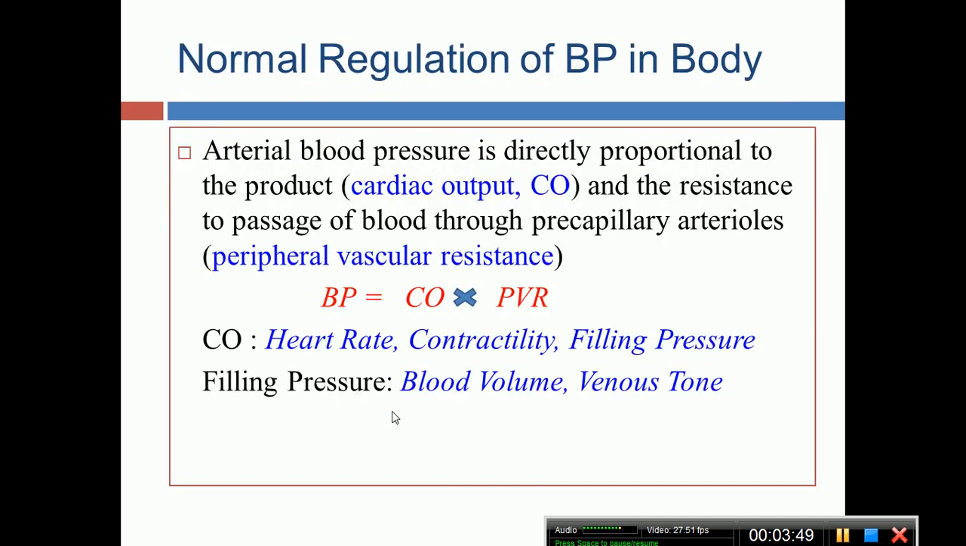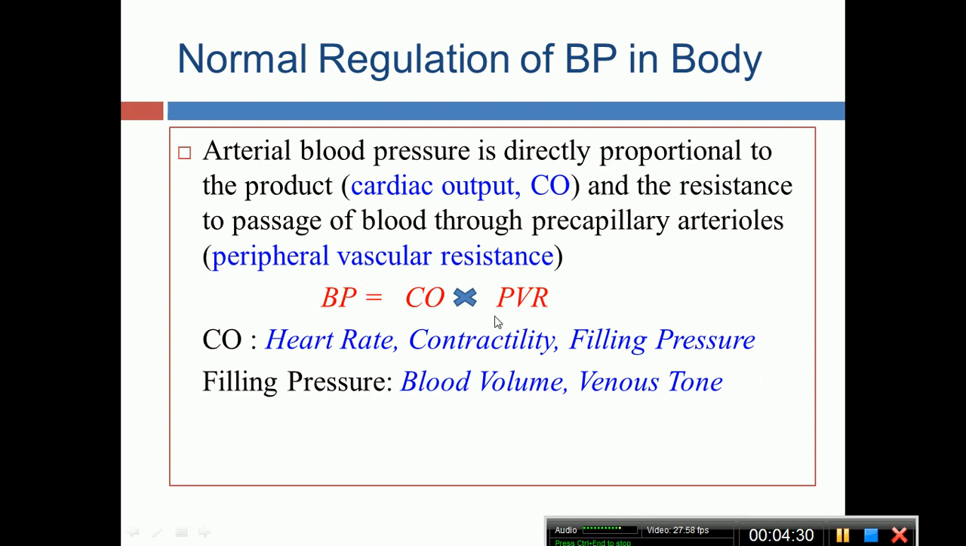Then if we see the normal regulation of blood pressure in the body, it is directly proportional to the product of cardiac output and peripheral vascular resistance. So blood pressure is determined by cardiac output and peripheral vascular resistance. If you remember from your knowledge of physiology, what was cardiac output? Cardiac output was the amount of blood that comes out of the heart per minute, in 1 minute. So if that amount exceeds, then obviously blood pressure will increase.